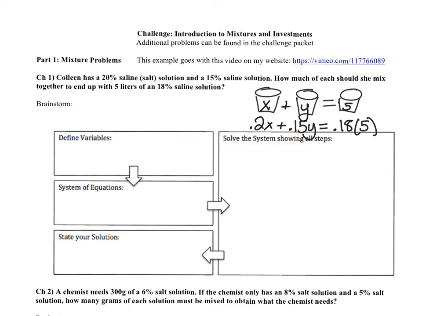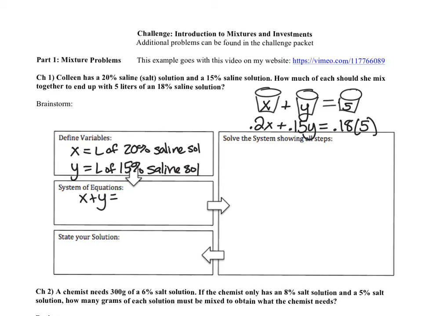So now I've created a system, and x, as I've marked it on the bucket, is then the number of liters of 20% saline solution. And so therefore y must be the liters of the 15% saline solution. Now I can write my system in the box and I can solve it.